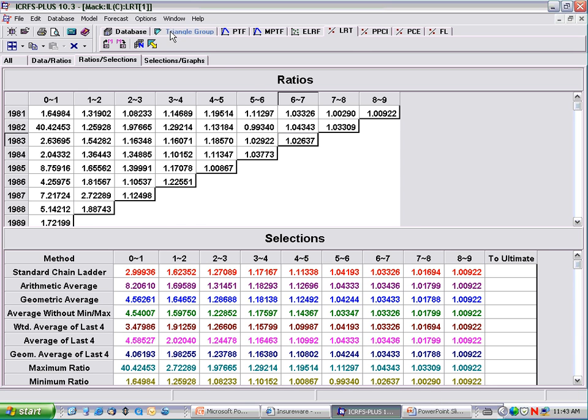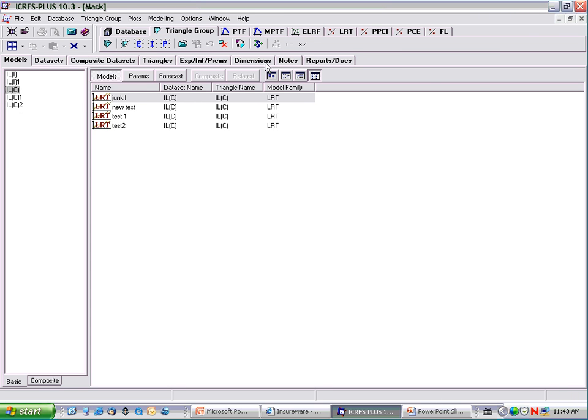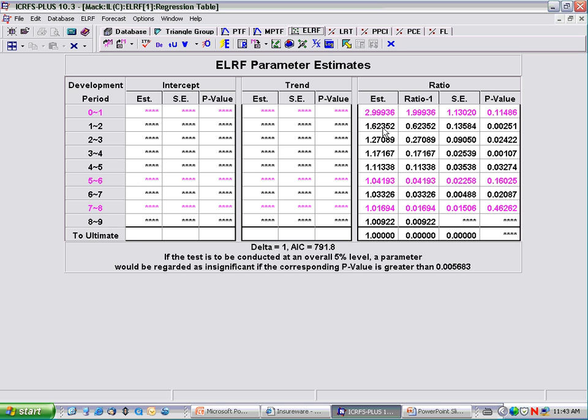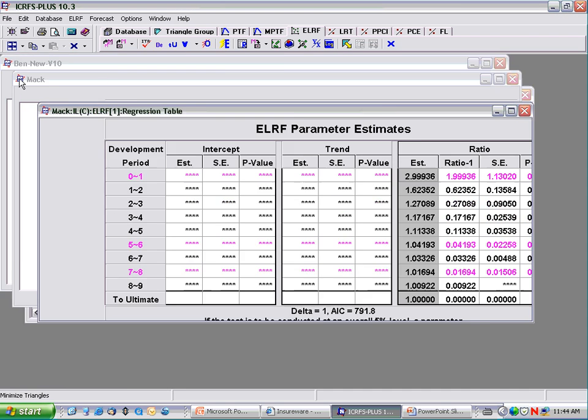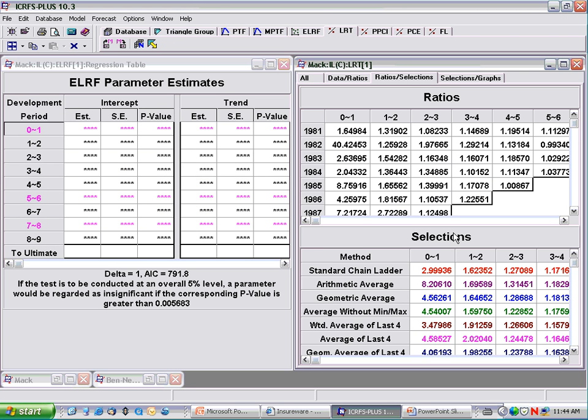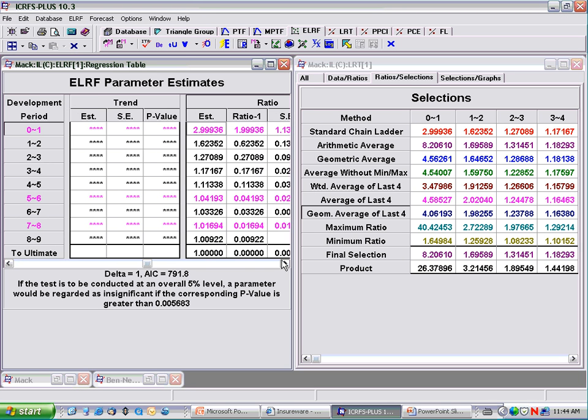So if I go to the extended link ratio family, by default, I've estimated the Mack link ratios, which is the volume-weighted averages. And let's see that they are, in fact, the volume-weighted averages. So let's do a comparison. And you can see that the column in these numbers is the same as this row.